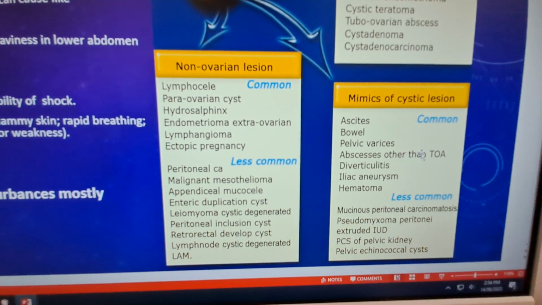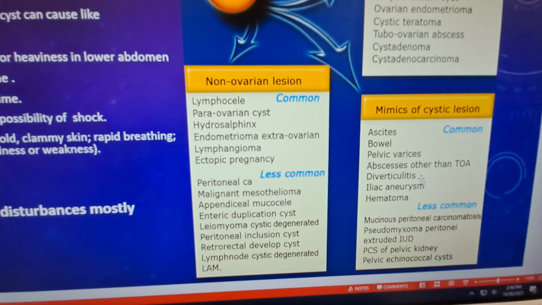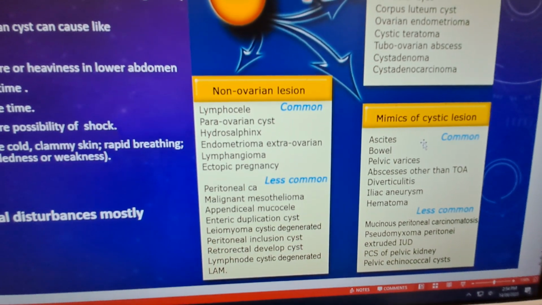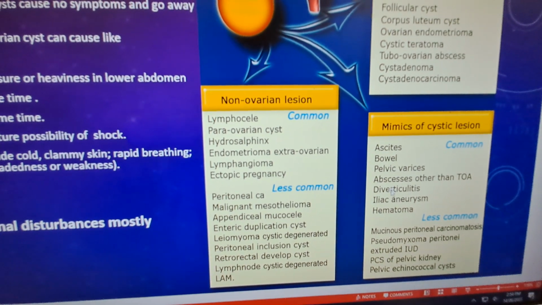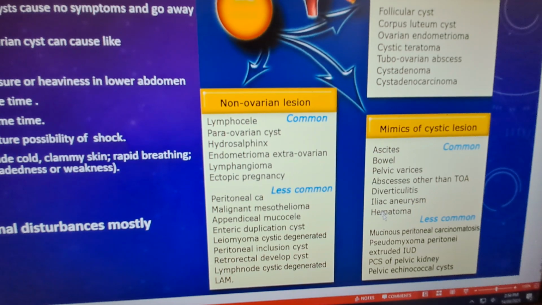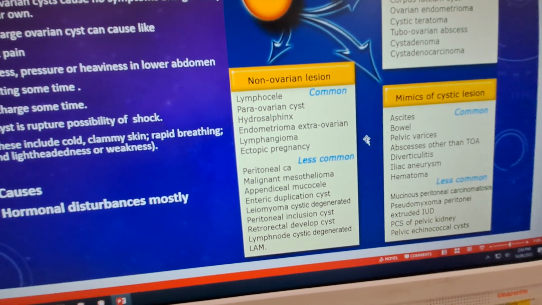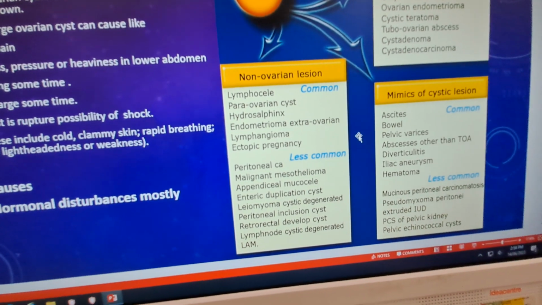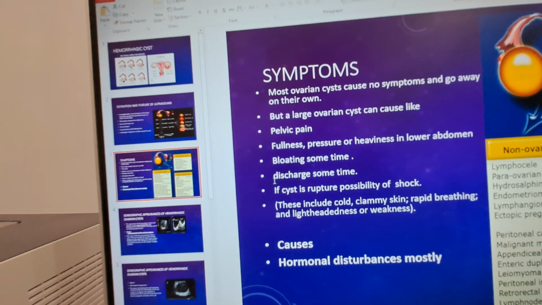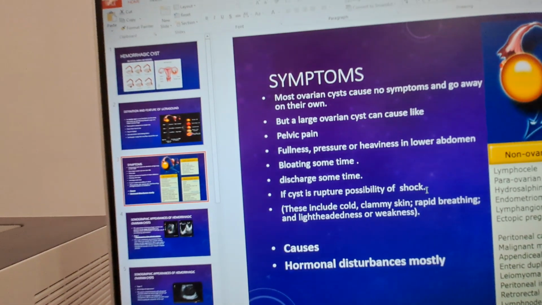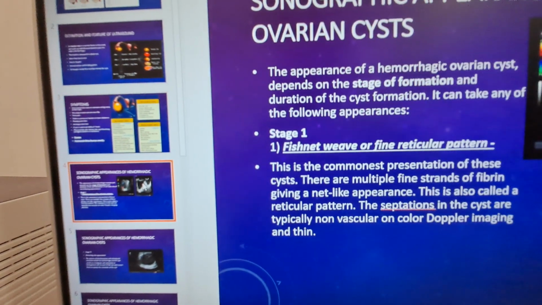These cysts are less commonly related to the ovarian cyst. Mimics of cystic lesions look like the patient has a cyst, but you must exclude them in the differential diagnosis, like ascites, bowel infections, pelvic infections, abscess, diverticulitis, hematomas, renal problems and PID. The cyst can also cause bloating, discharge, maybe shock and some hormonal imbalance.